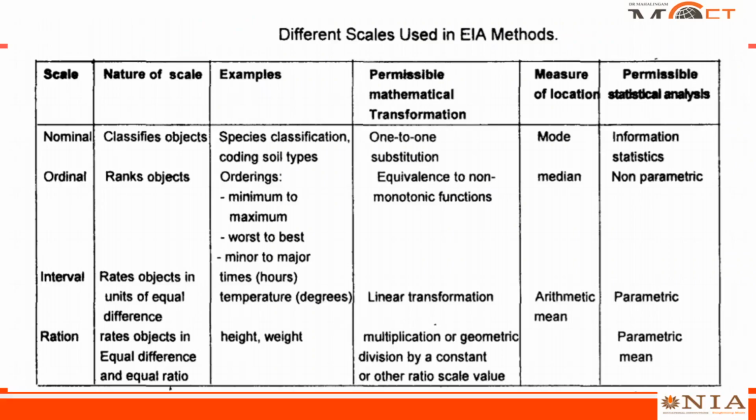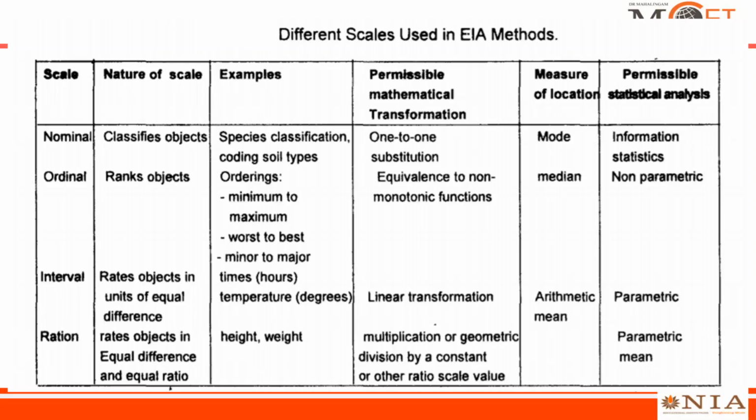So what are the different types of scales that are being used in EIA methods? There are four different types of scales. One is nominal, second one is ordinal, third one is interval, and fourth one is ratio. So the nominal scale is used for classifying objects. So you want to classify the species or you want to classify the soil types. In that case, you use the nominal scale.